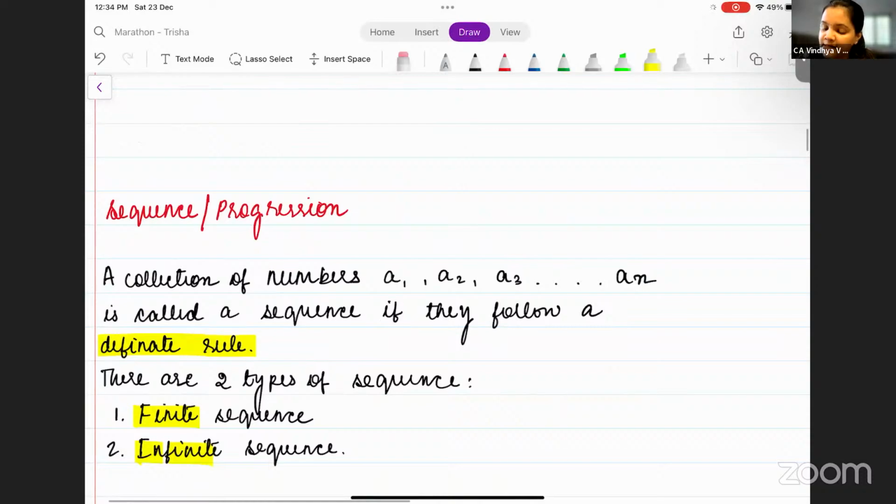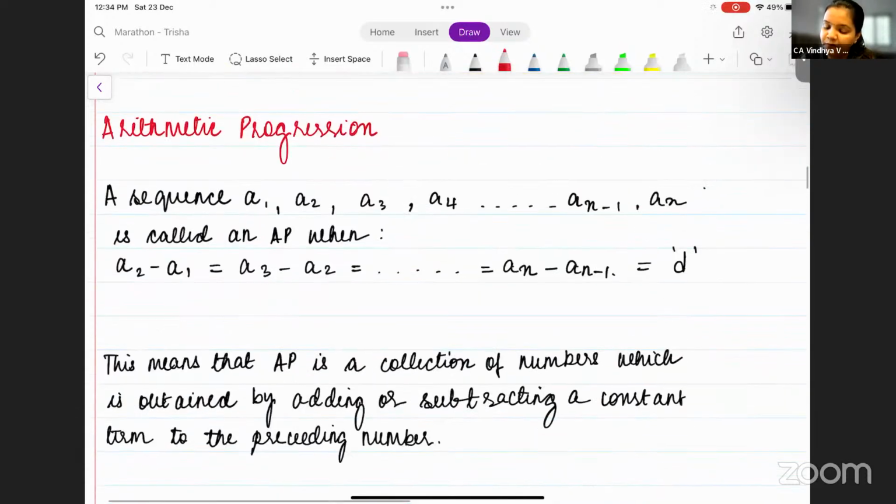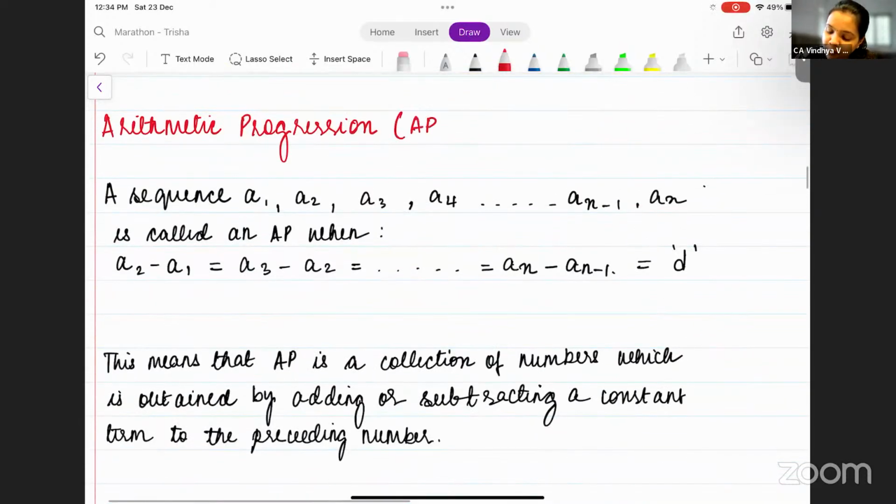Okay, next. Once you have understood sequence and series, we can go to arithmetic progression. A sequence is nothing but a progression. So arithmetic progression, that is AP in our words, is nothing but a type of sequence. Like that there are two types: arithmetic progression and geometric progression. Now, what is arithmetic progression?